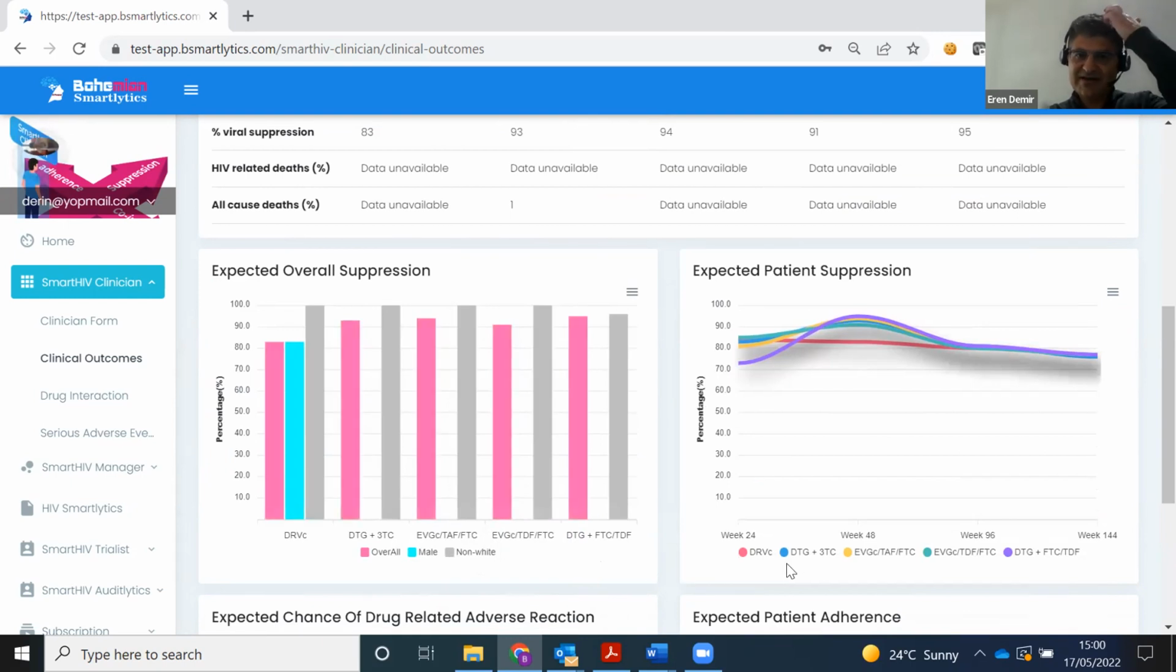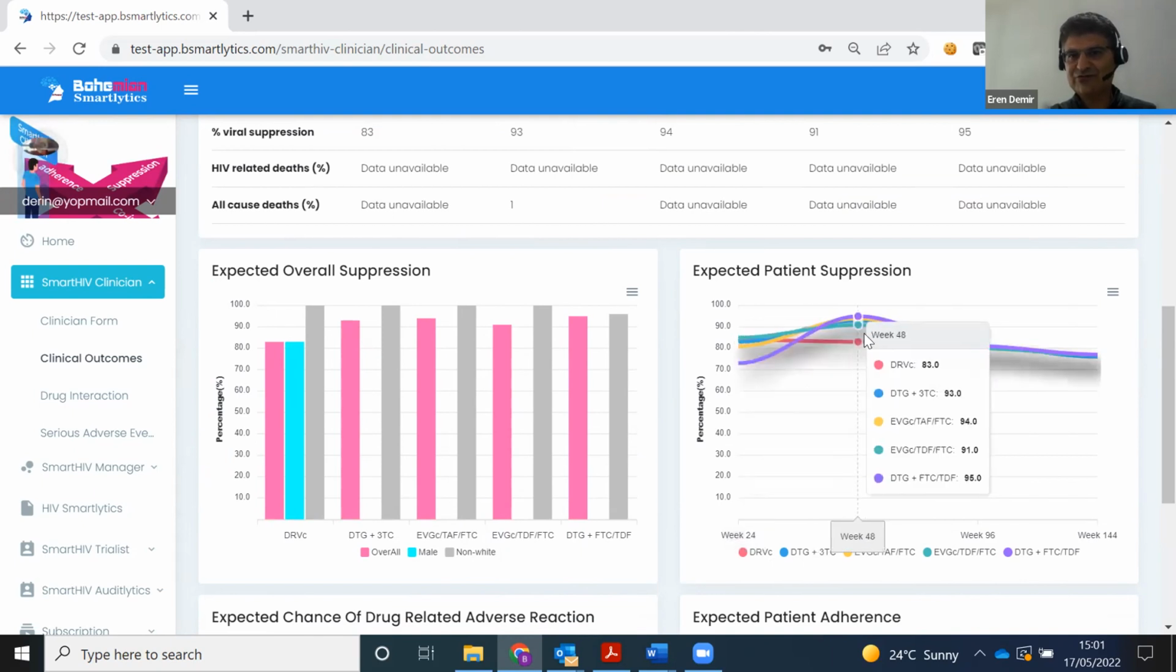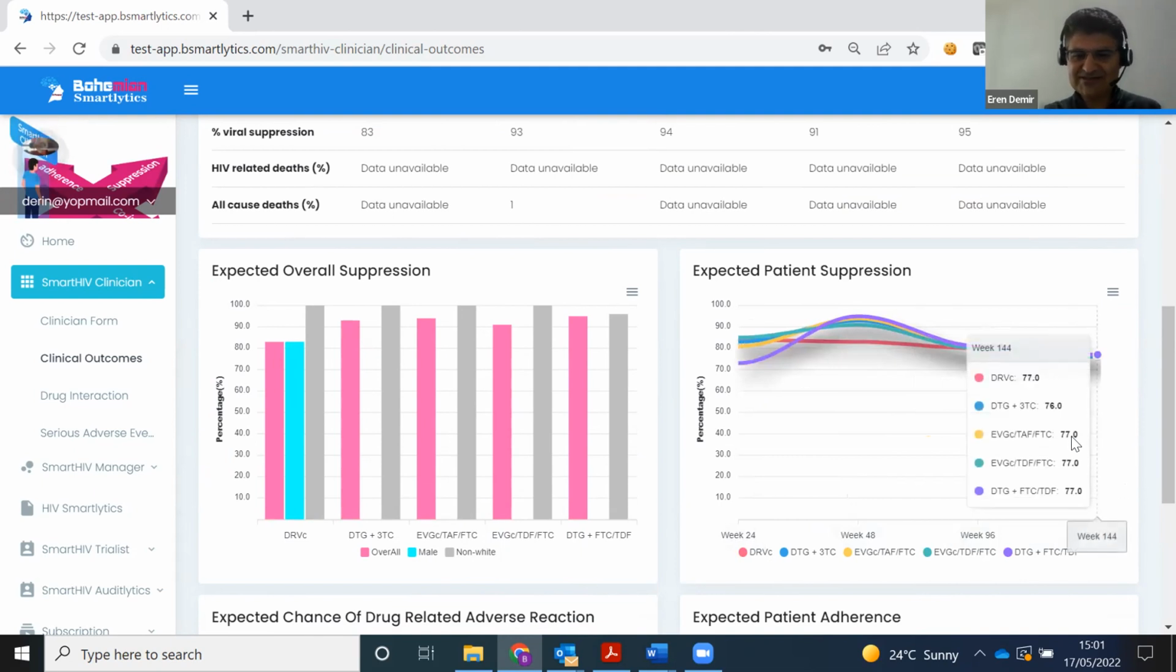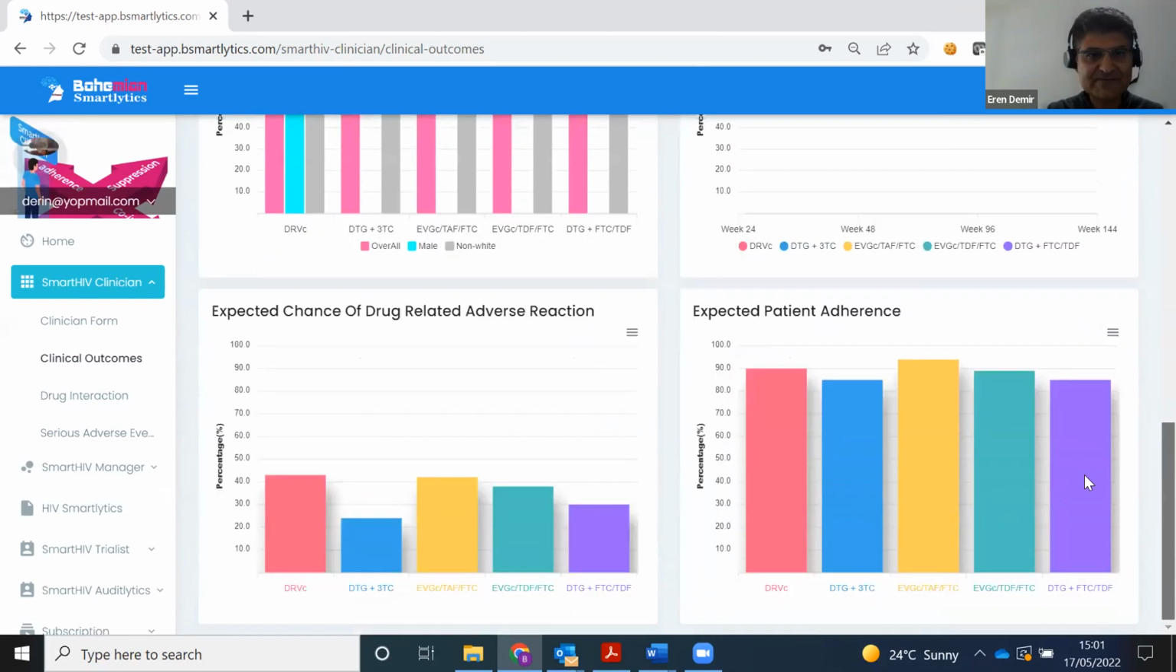It's broken down by week 24. Over time, you see the suppression at week 24, week 48, week 96, and week 144. So what it's doing is providing all the best possible outcomes. In essence, the treatment is tailored to individual patients' concurrent diseases, conditions, and medications. If I scroll down, for each of those ARTs, these are the expected chance of drug-related adverse reactions and expected patient adherence.